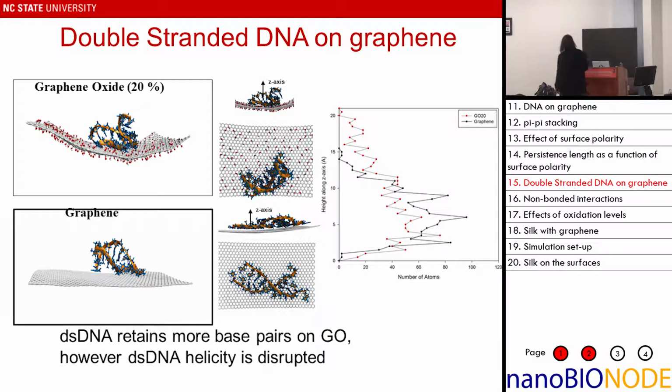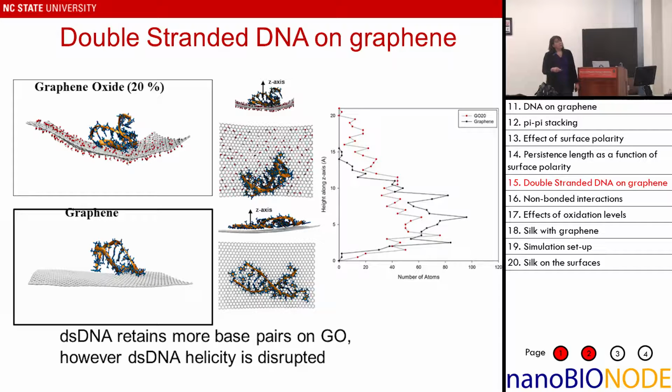And again, I think I did not animate this. And if we look at the graphene versus graphene oxide, again, these movies are highly sped up, right? So it's skipping a lot of steps. You can see that the double-stranded DNA also tries to form pi-pi stacking interactions on the graphene. However, in this case, we also retain some of the base pairs.